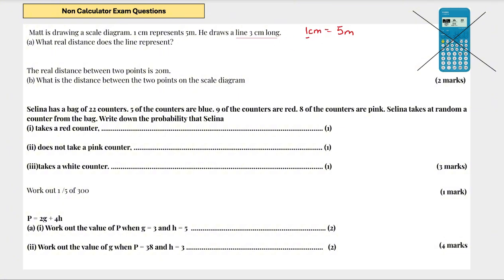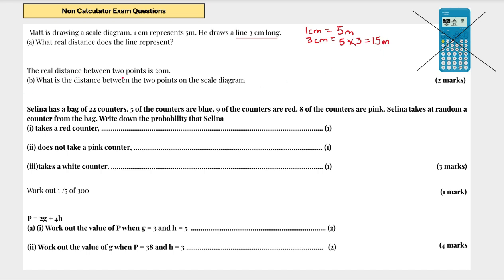So we've got 3 centimetres. It's easy, isn't it? If 1 centimetre equals 5, 3 centimetres equals, you got it, 15, because you times the 5 by 3. So the answer is 15 metres.